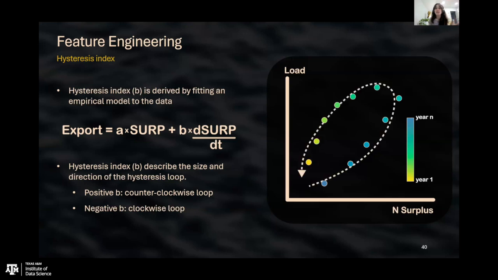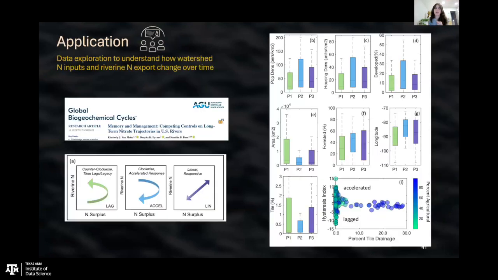Essentially, what we can say is that if there's a positive hysteresis index, it looks a certain way, and we can tell that it has a lagged effect. A negative one, a clockwise loop, means that there's probably a wastewater treatment plant or some sort of nitrogen removal in the landscape. If you have further questions about this, we can dive into it a bit later.